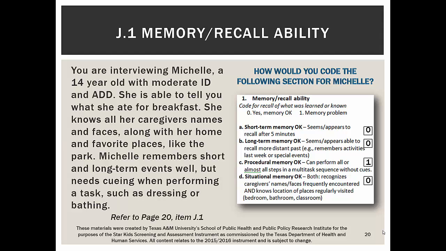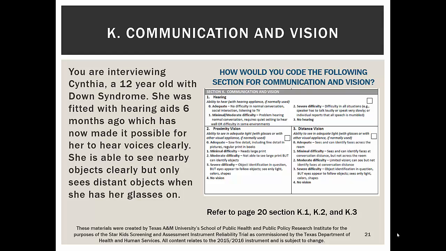Now let's look at a question from Section K, Communication and Vision. You're interviewing Cynthia, a 12-year-old with Down syndrome. She was fitted with hearing aids 6 months ago, which has now made it possible for her to hear voices clearly. She's able to see nearby objects clearly, but only sees distant objects when she has her glasses on. How would you code the following section for communication and vision?